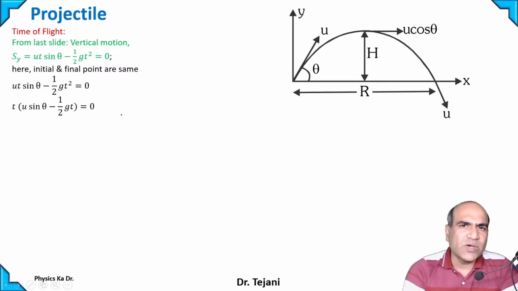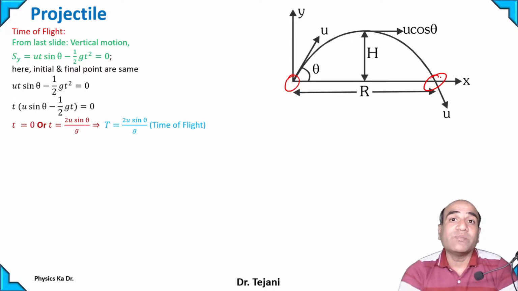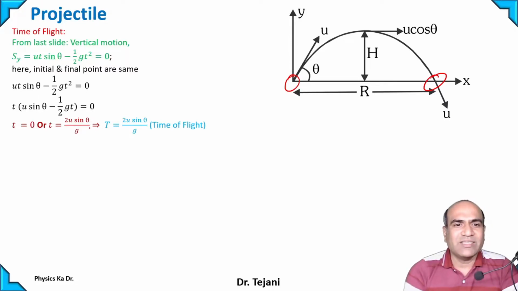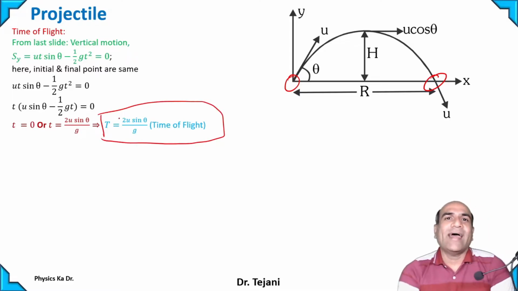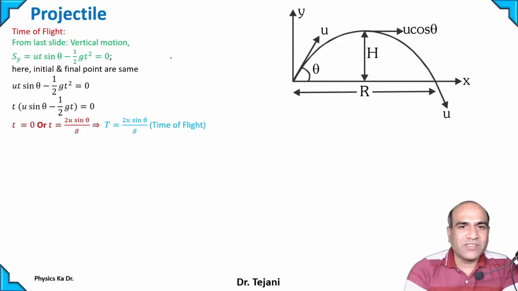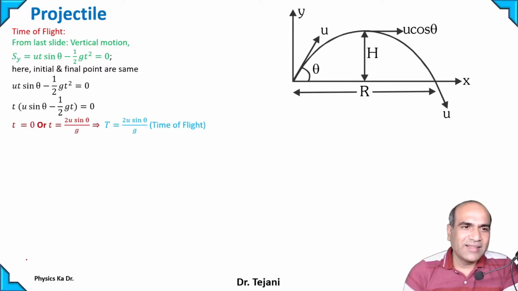We know that there are two possibilities. One is time equal to 0, where the object is here. But we need some other value, a positive value. So we have t is equal to 2u sine theta by g. This equation is used for the time of flight. Remember this equation: the first equation is used for time, t is equal to 2u sine theta by g. You have to remember it.